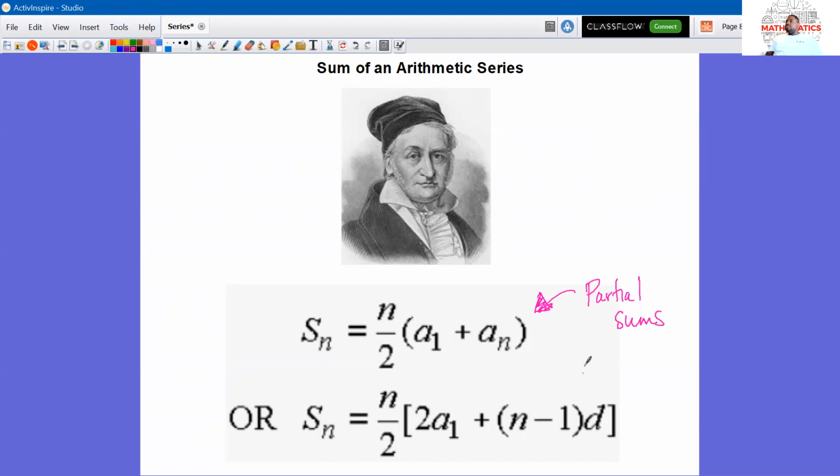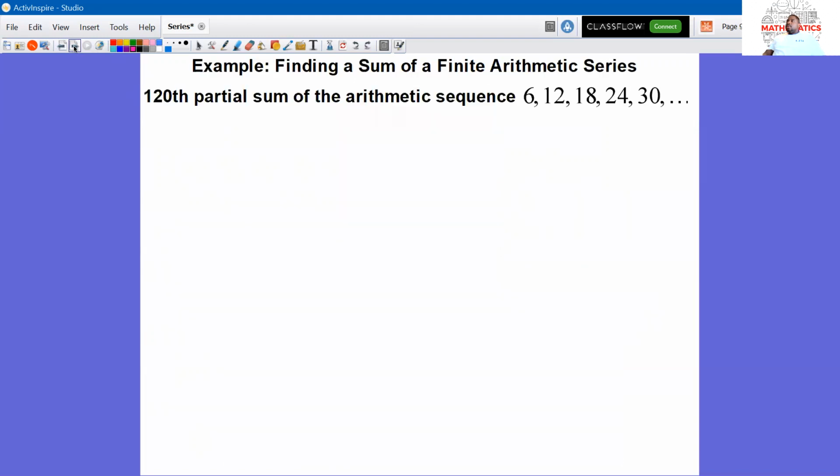Okay, so you can use this formula or you can use this formula. It depends on the situation, of course, depending on what's given. If you know the first and last term, you can use this one. If you know the first term and the common difference, you can use this one. So either one will work. Okay, now let's do some examples using the sum.